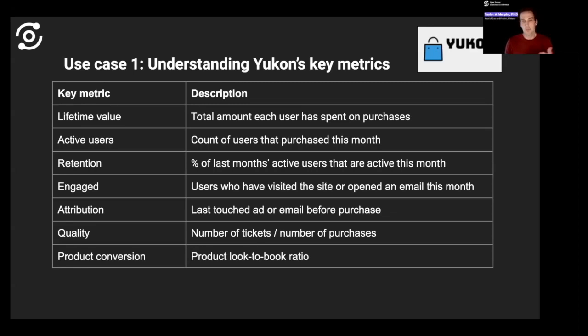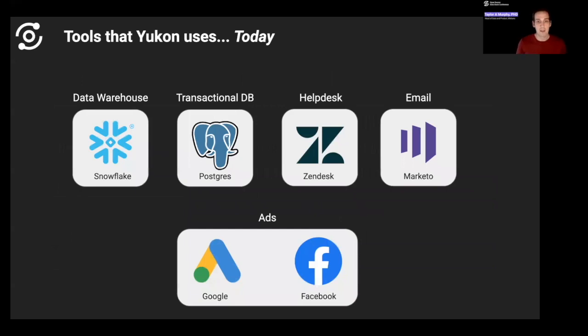And with this in place, and we could debate all day whether these are the right metrics, but let's go with this assumption that this is what we're using. From here, you can back solve to what data sources we're going to be pulling from to actually answer these questions. And so these are the tools that UConn is using today and what we're pulling from. We know we're going to Snowflake as our data warehouse. We're pulling from a transactional DB, in this case, Postgres. And then we've got a variety of different SaaS tools such as Zendesk and Marketo, and then some ads tools as well for Google and Facebook.